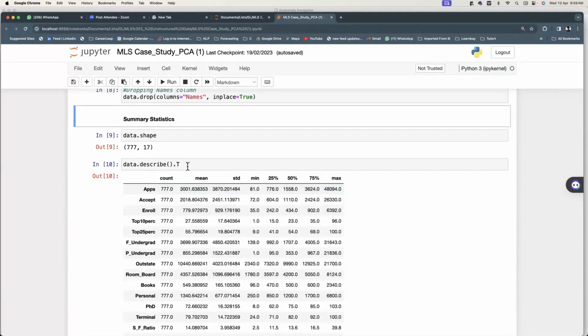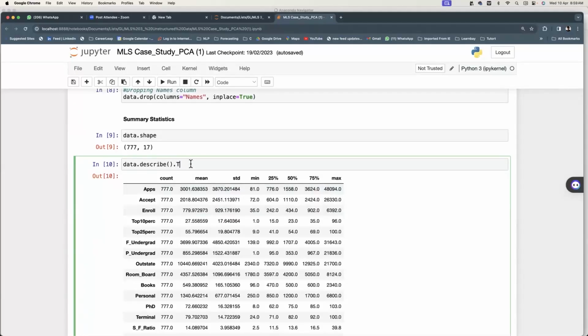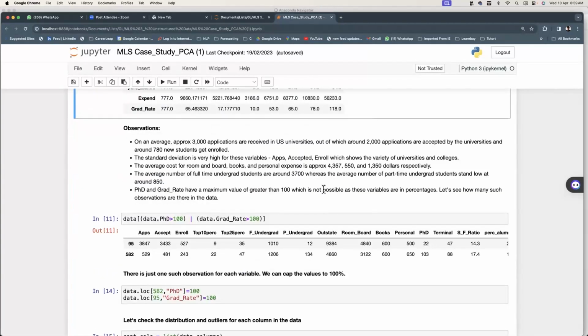Now, when you do describe, dot transpose, T, you can see the descriptive statistics. Number of applications, mean is this much, standard deviation, minimum, maximum. So you can see all of this. That's not the main point for us.